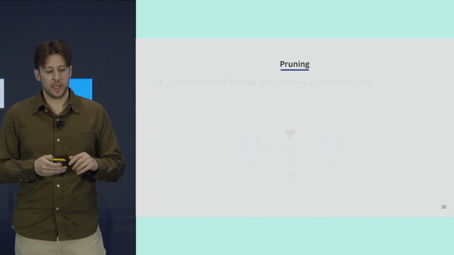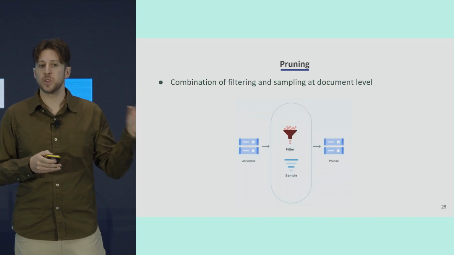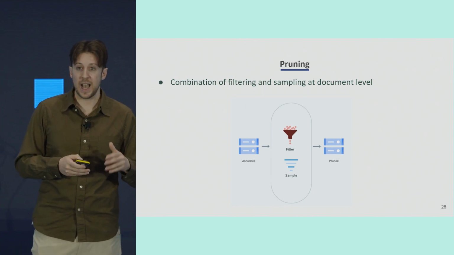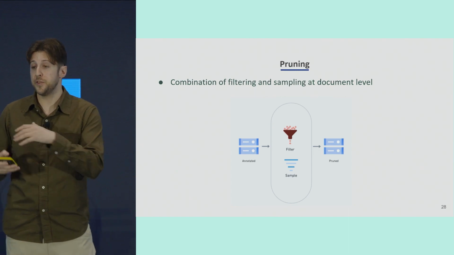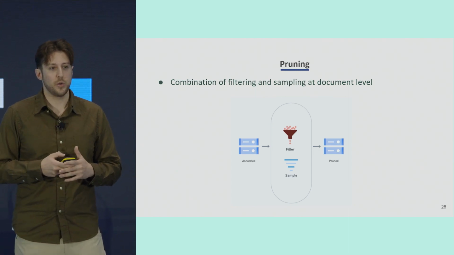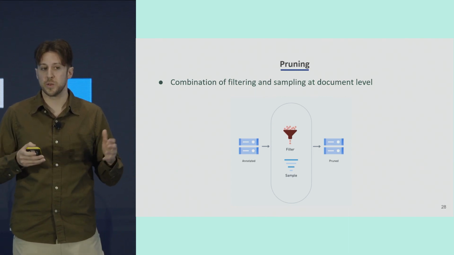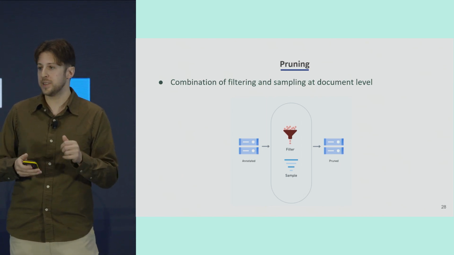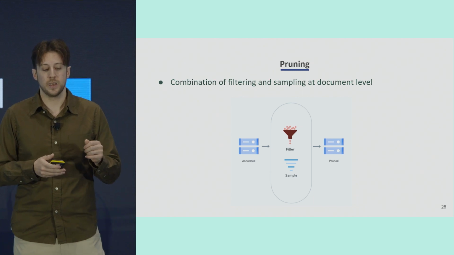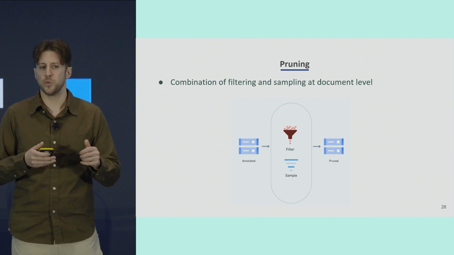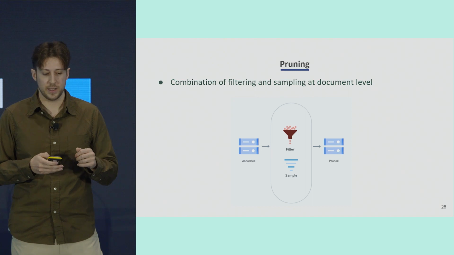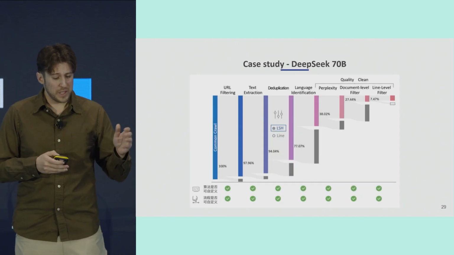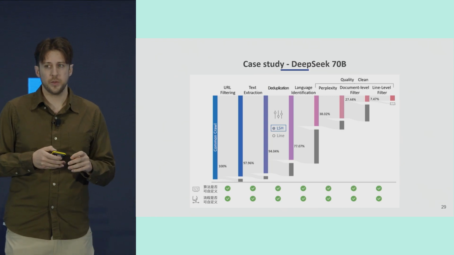When it comes to pruning, this really just means taking the results of the previous step and doing some combination of filtering and sampling at the document level to produce your final data set. And so, you might want to do some hard cutting off of the worst quality stuff, but then play around with the sampling distribution with the documents that are maybe middle of the road, or it's unclear necessarily what their value add is. So just one case study here from the DeepSeek paper a few months ago.